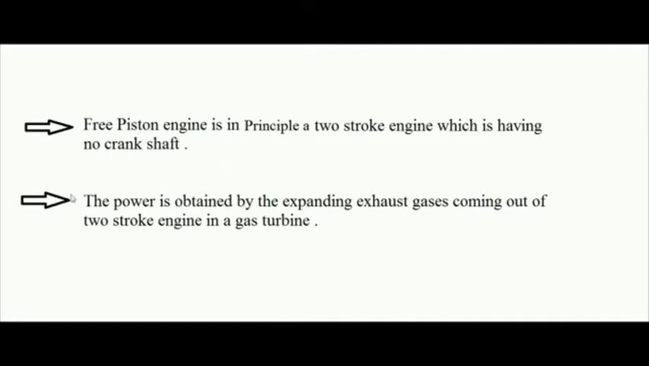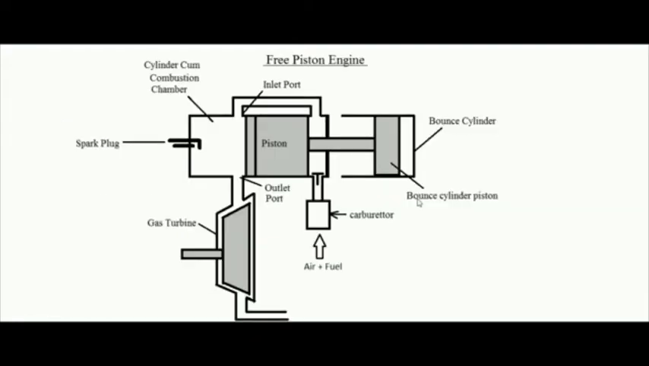The utility is that the power is obtained by expanding the exhaust gases coming out of the two-stroke engine in a gas turbine. Okay. So once again, the free piston engine is basically a two-stroke engine which has no crankshaft, and the power is obtained from the exhaust gases coming out of the two-stroke engine, and those exhaust gases are expanded in a turbine. So let's understand how it works. First of all, we will learn what the basic components of a free piston engine are.